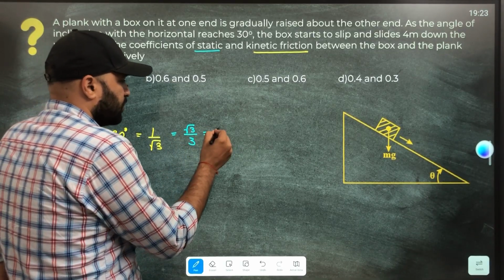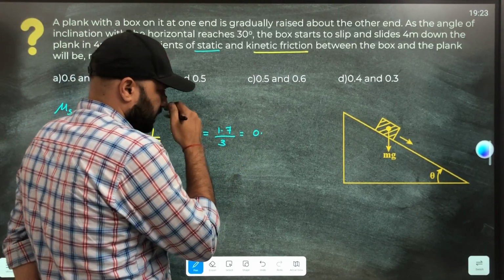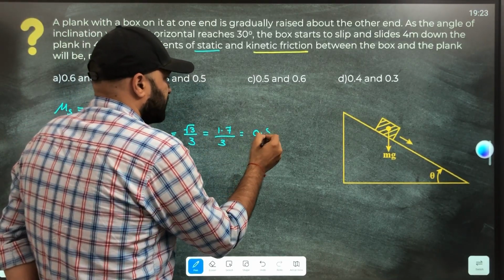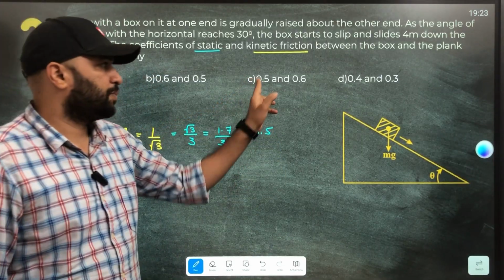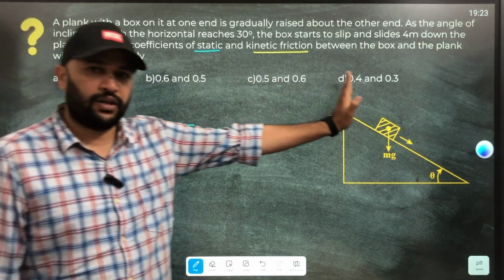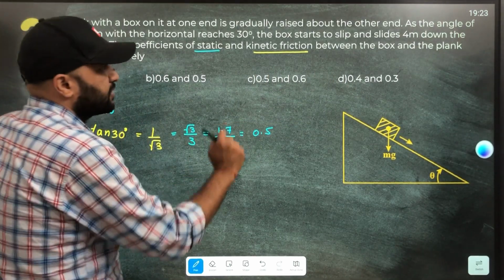Or you can make it as 1.7 divided by 3. So that is approximately 0.5. That will be our static friction. So nearly option C will be correct. Let me solve the other part also for you. We found static friction as 0.5.